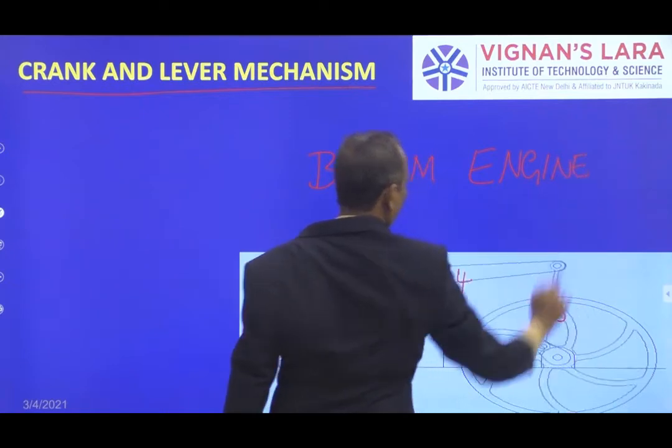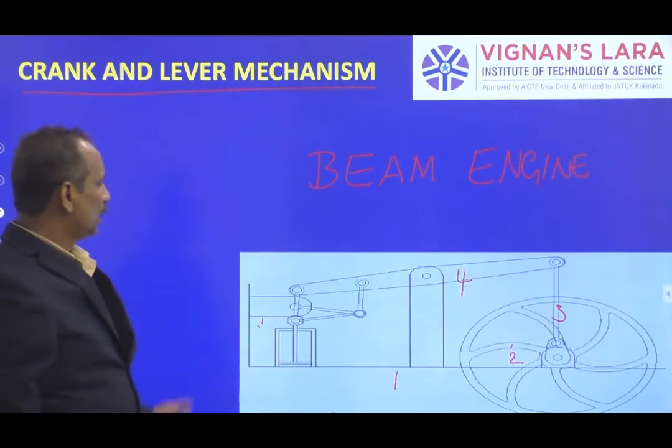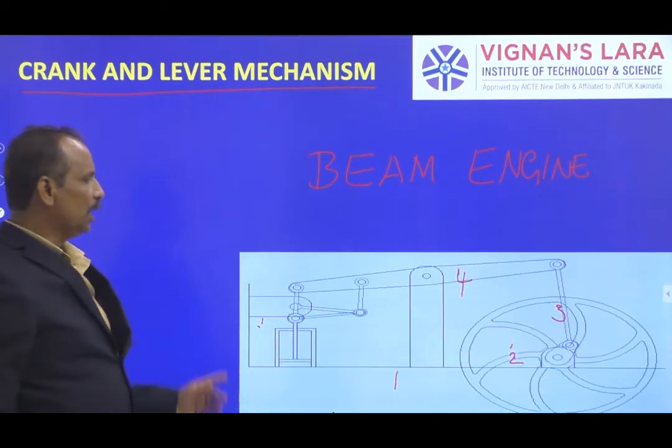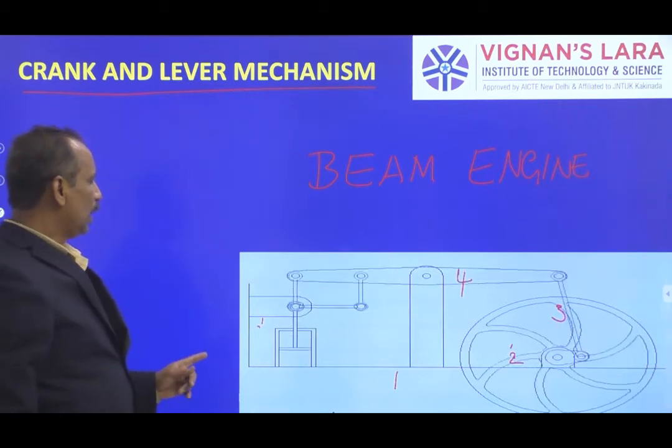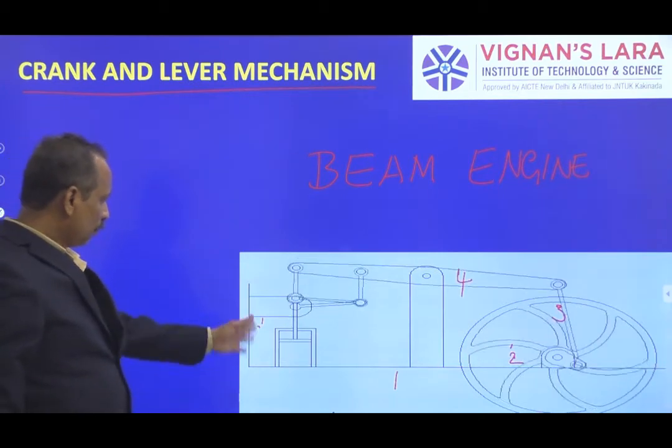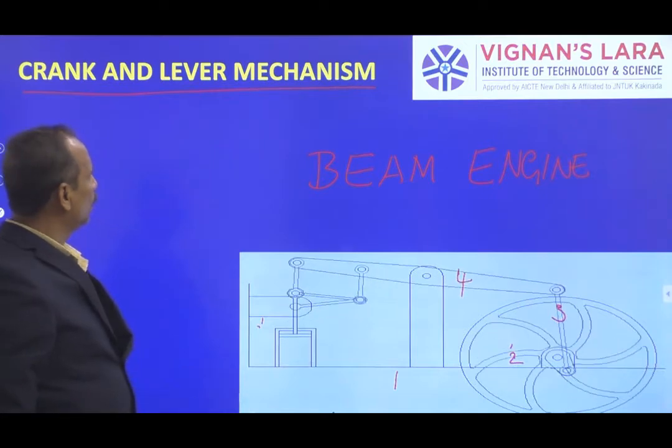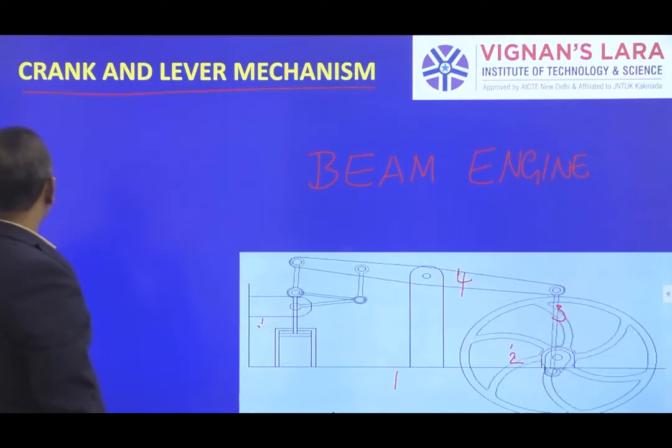This is the first inversion. The same thing can be obtained by fixing link 3, and the same crank and lever mechanism you obtain.